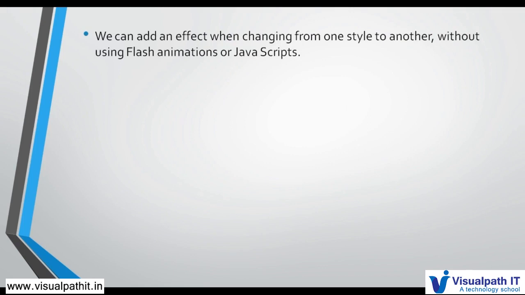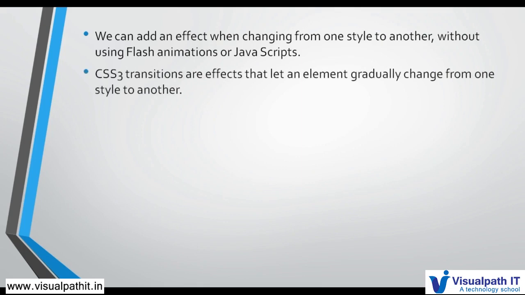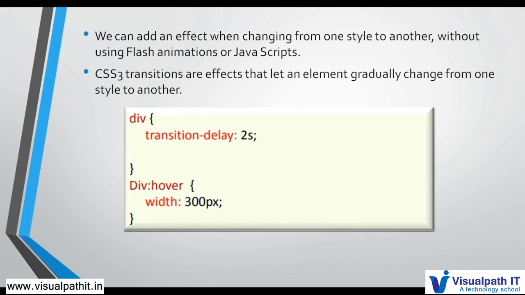We can add an effect when changing from one style to another without using Flash animation or JavaScript. CSS3 transitions are effects that let an element gradually change from one style to another. You can see the example, a div open bracket, the transition delay should be 2 seconds, where the div hover width should be 300 pixels.